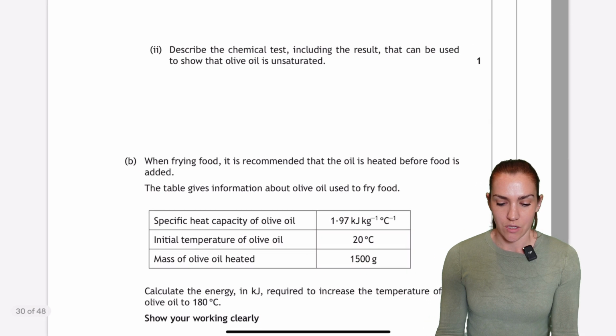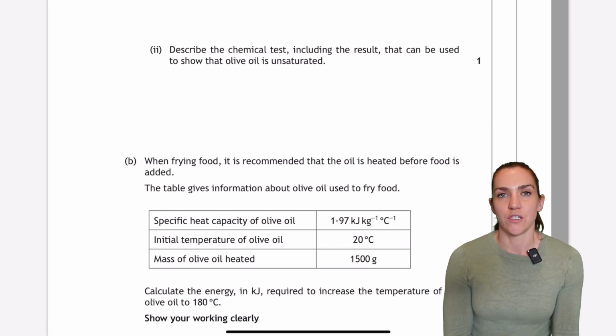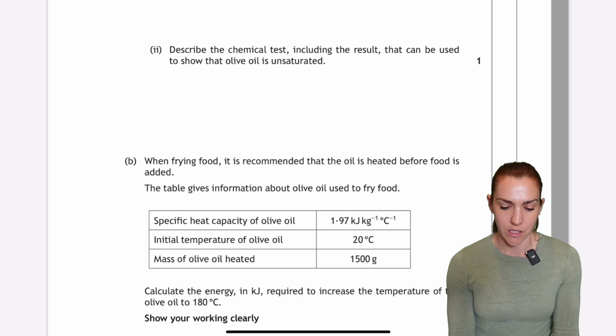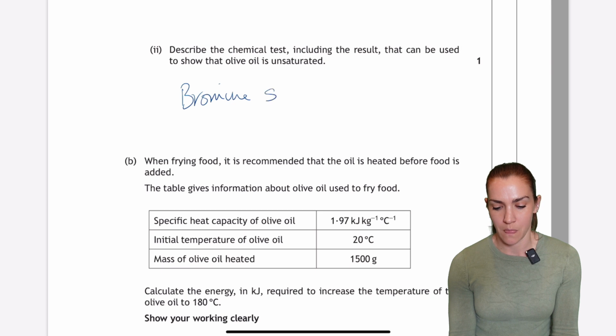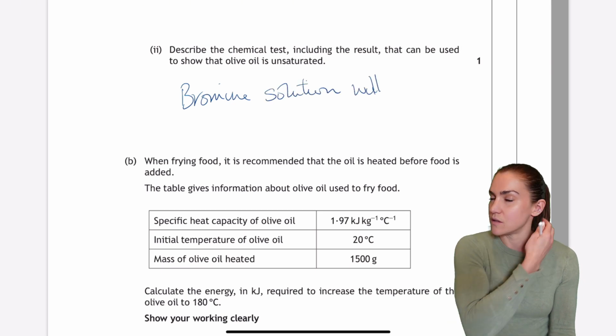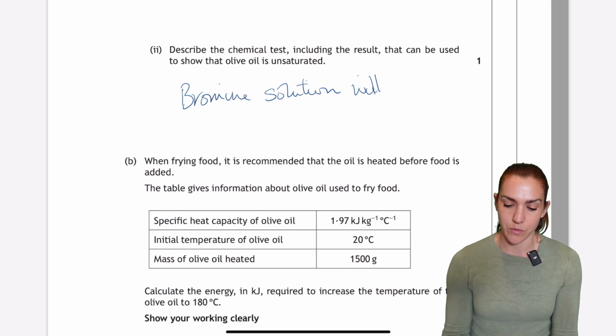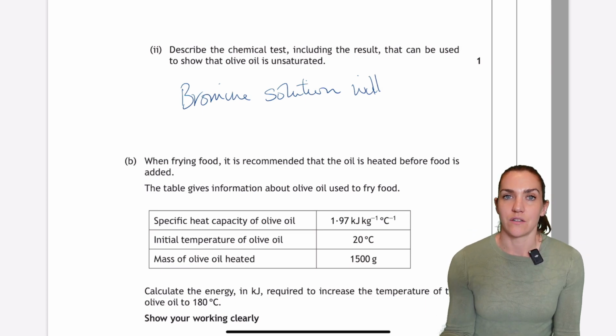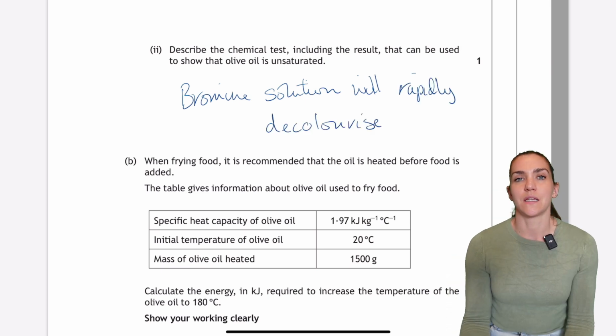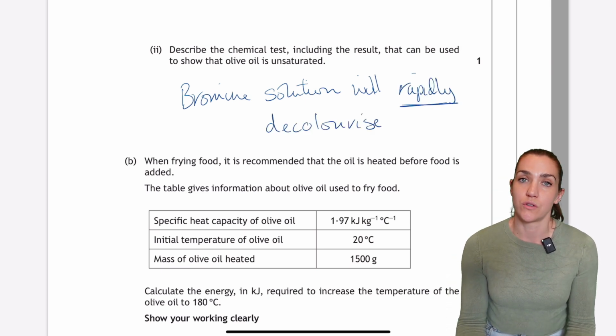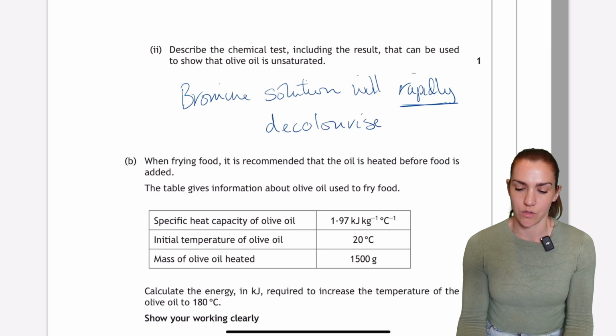The chemical test, including the result that can be used to show that something's unsaturated. This question, you need to be very specific with how you word it. You need to say that bromine water or solution will rapidly decolorize. Okay, that's you including the test and the result. So bromine solution is the test and the rapid decolorization is the result. You don't always need the rapidly at National 5 level, however if you go on to do Higher you will need to include it in your answer, so it's a good habit just to get into now.